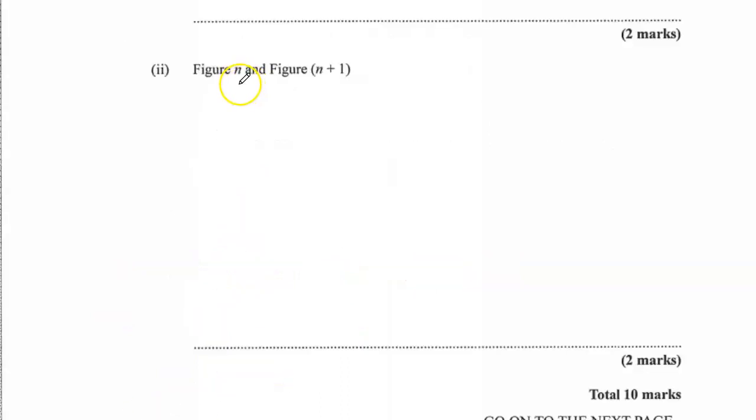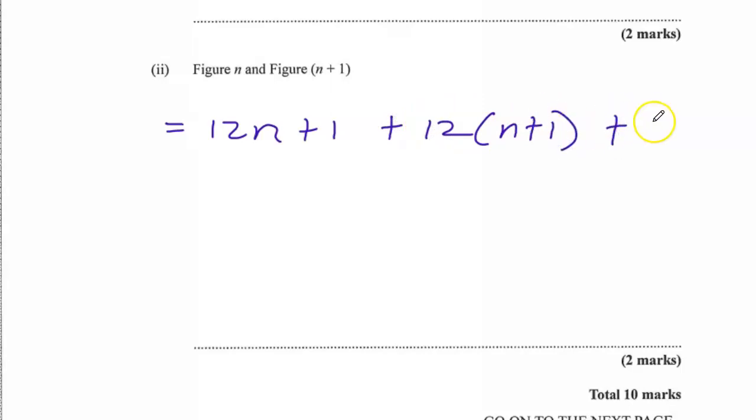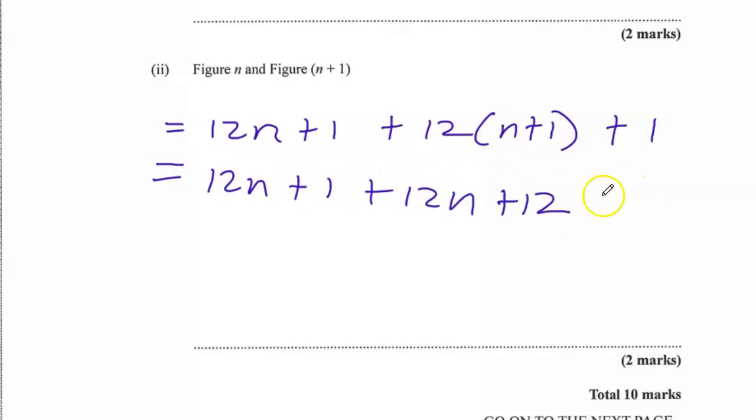And part 2, the number of dots in figure n and figure n plus 1, again with 12 times n plus 1 plus 12 times n plus 1 plus 1. So the relationship between the dots and the figure is 12 times the figure plus 1. So let's see if we can simplify this a little bit. So 12n plus 1, we expand, we get 12n plus 12 plus 1. So grouping the n, we get 24n. And grouping the constants, 14.